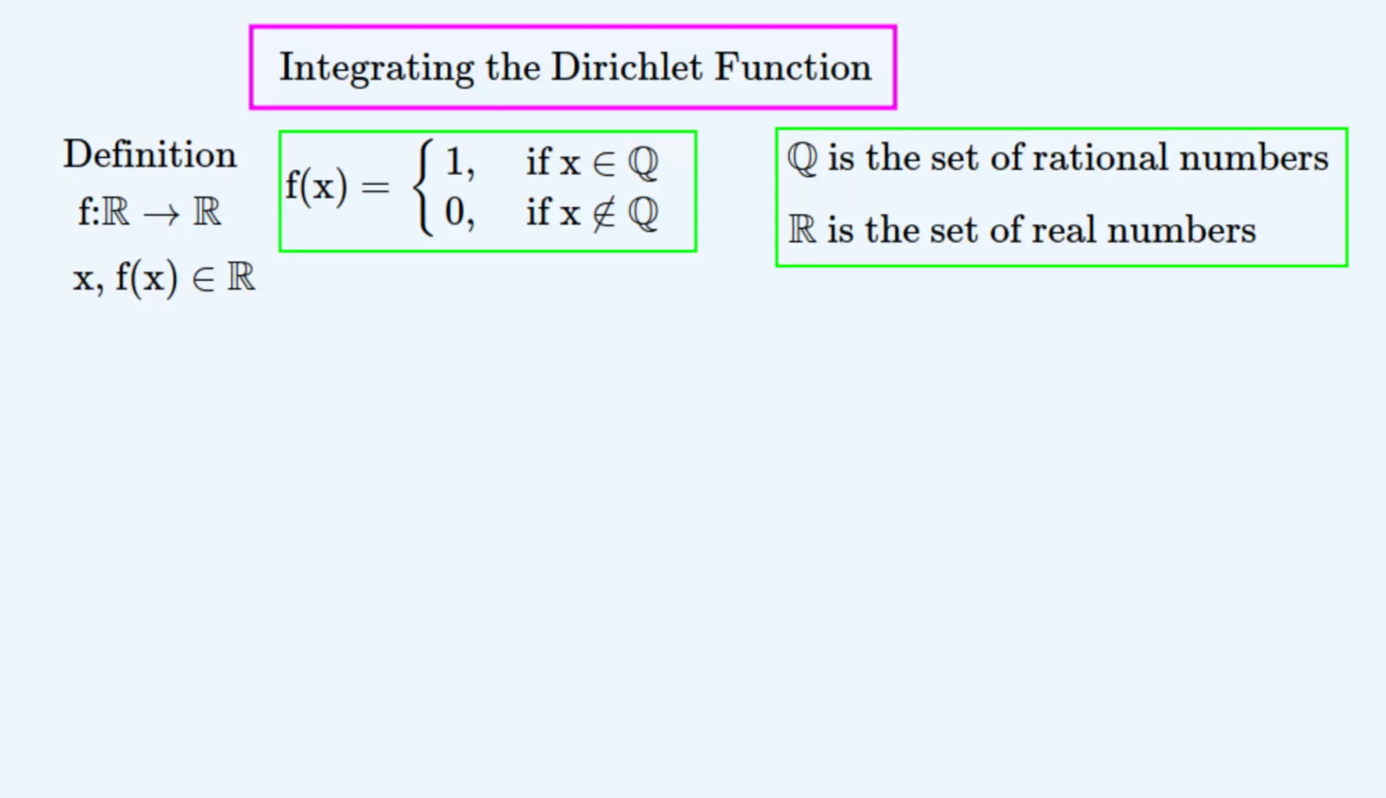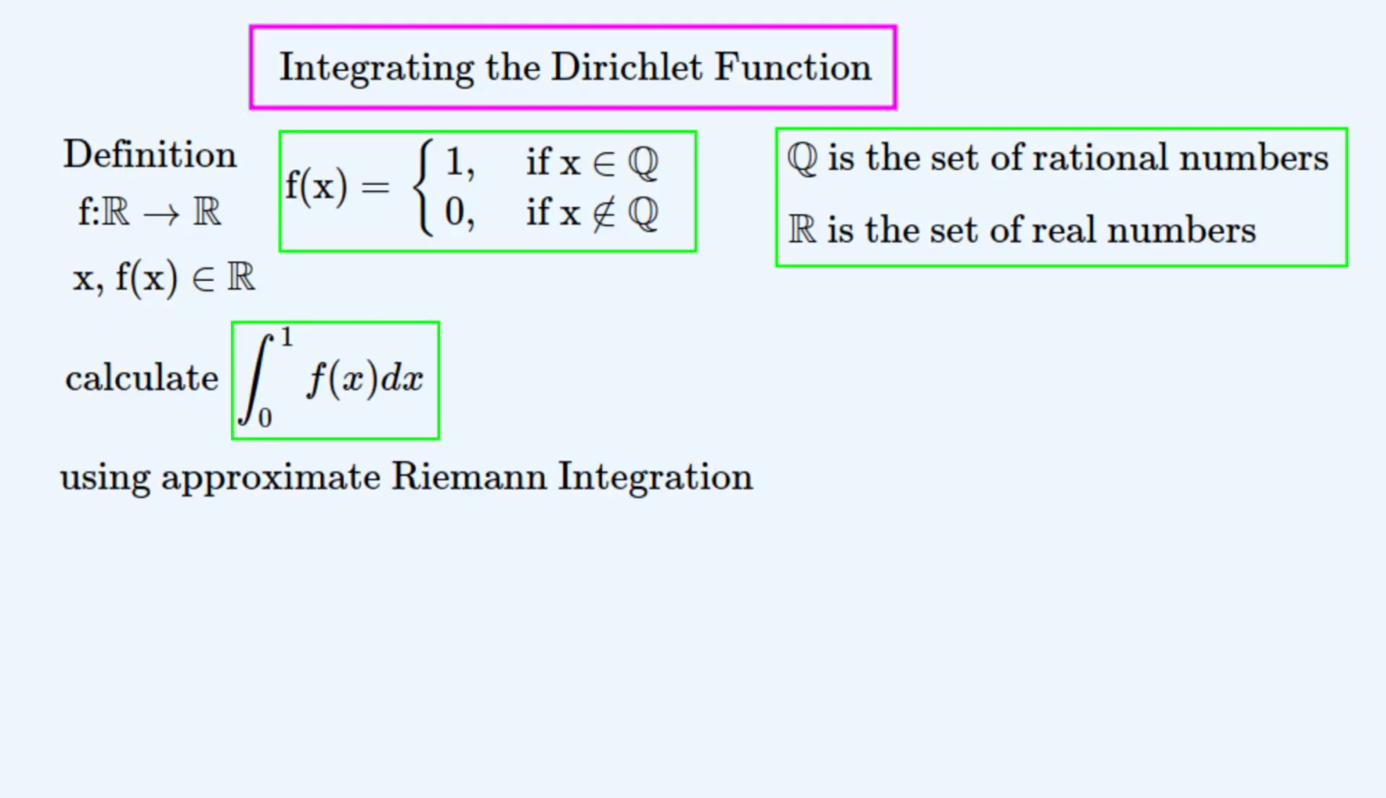In this video, we'll attempt to integrate the Dirichlet function over the interval 0, 1. Here's the definition of this function, and it's famous for not being differentiable. We'll go through the process of trying to integrate it using Riemann integration, that is, using the subs and ints of sets in a partition of the integral.